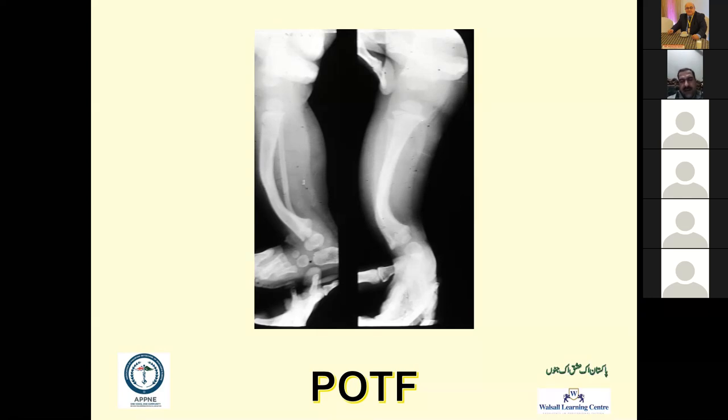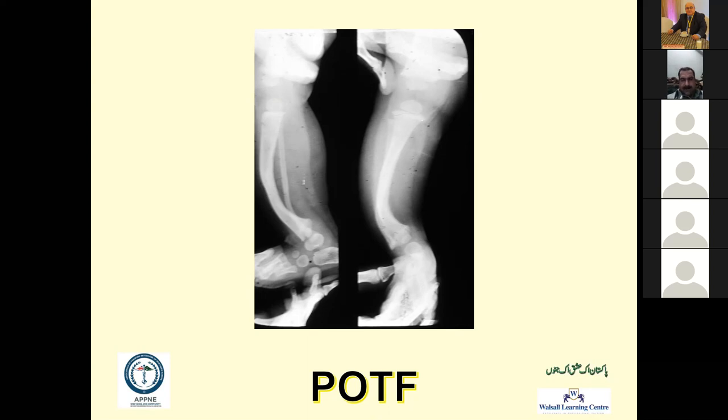There is a high failure rate in these pseudoarthroses, very high failure rate. But sir, if we have to use a graft in this, we have to resect the pseudoarthrotic part. Yes, you will need a graft. What is that called? A vascularized fibular graft would be ideal. What graft do you use in these kinds of children?